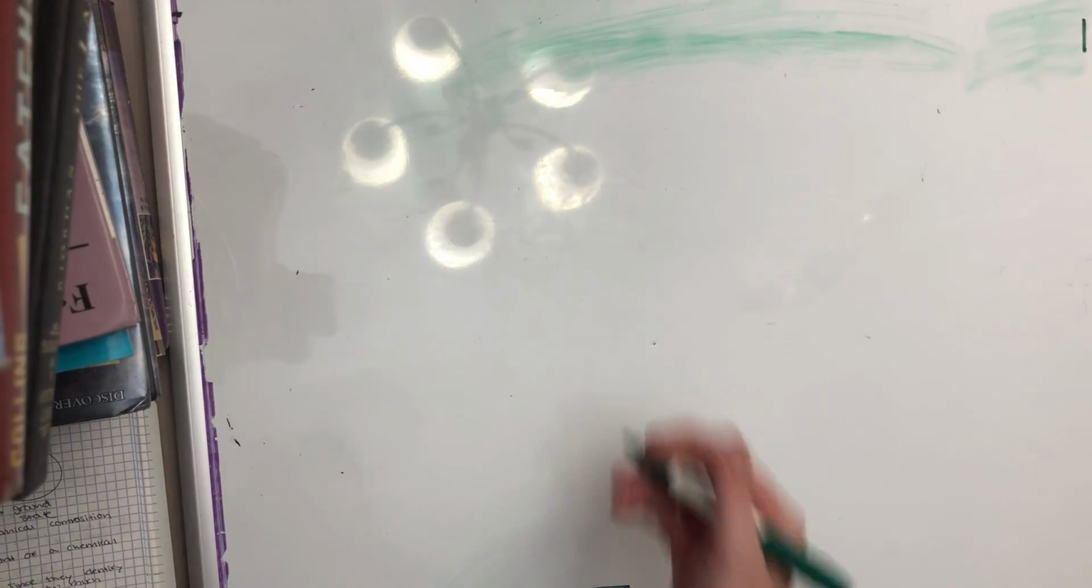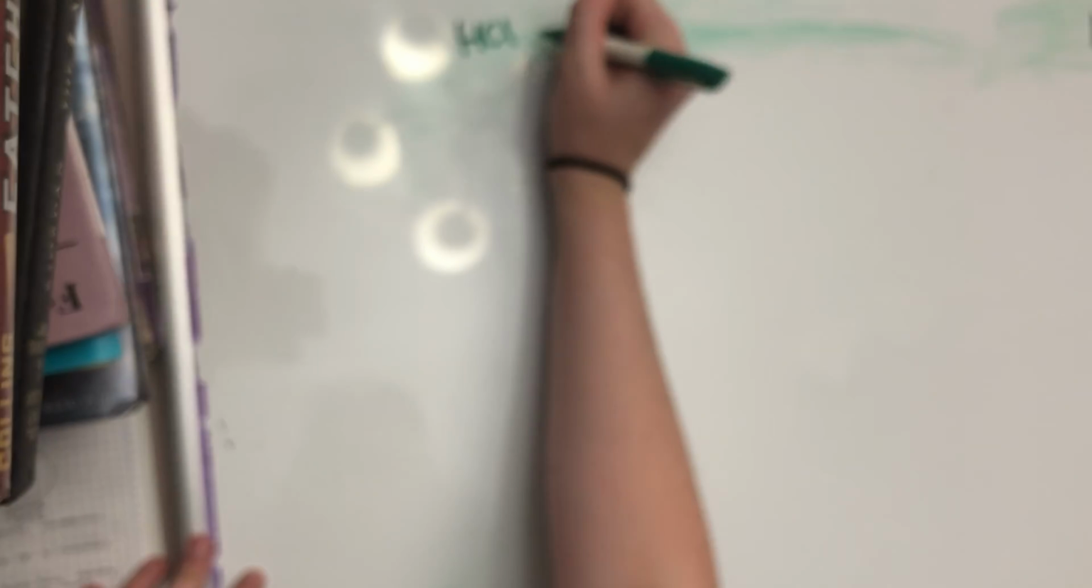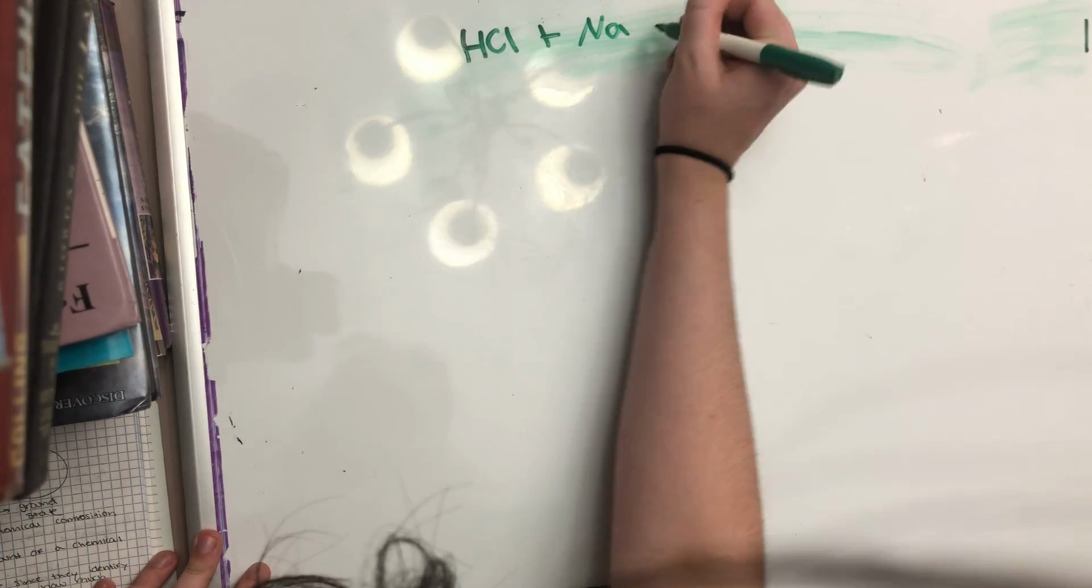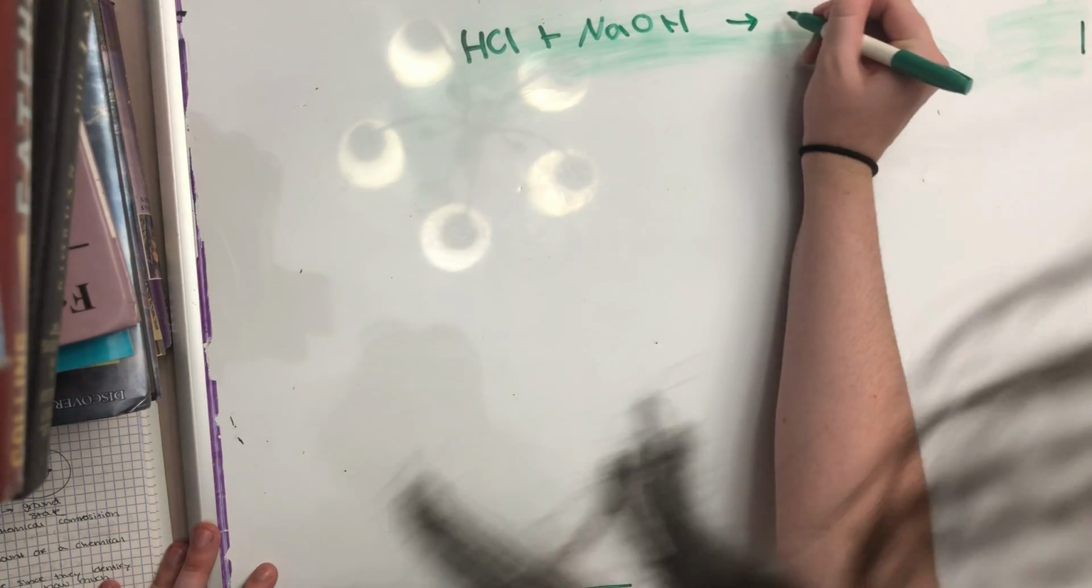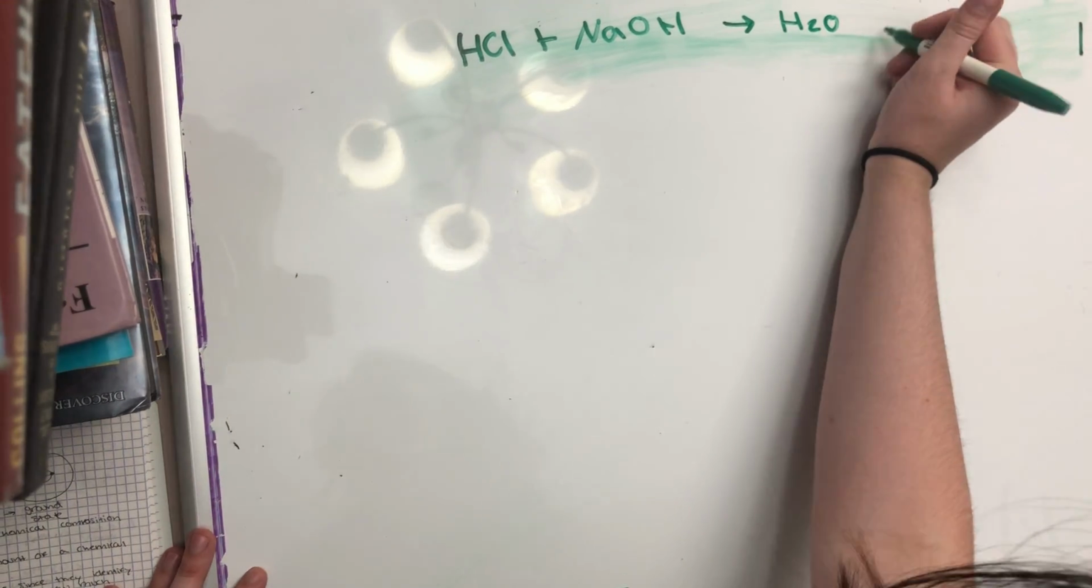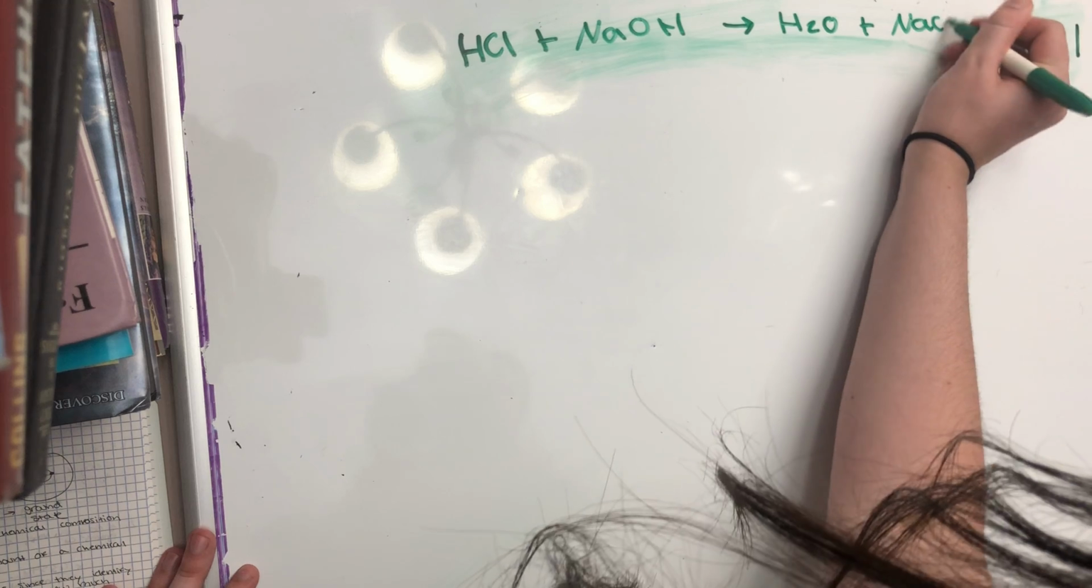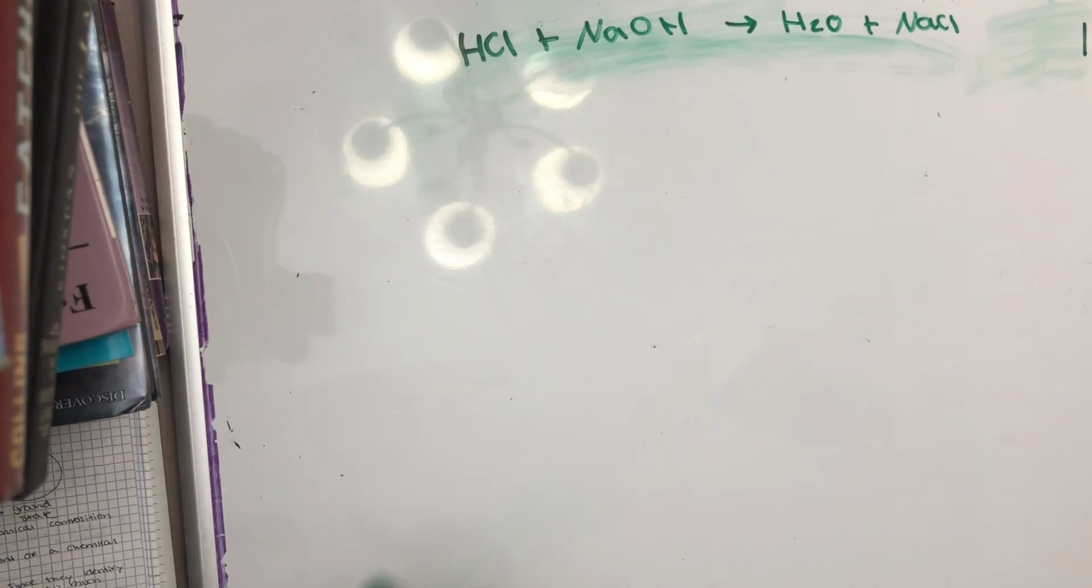So before you start doing the stoichiometry and finding out how many moles are in a molecule, you have to know how to balance equations. We did that in the last semester, so I'm just going to give you a sample problem here. So we have HCl plus NaOH yields H2O plus NaCl.